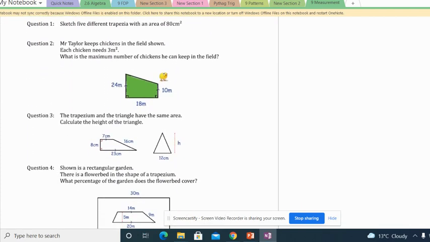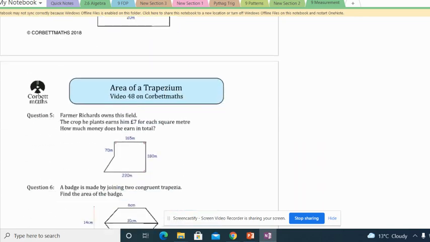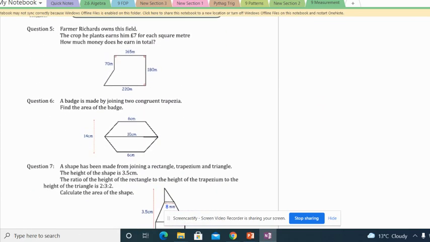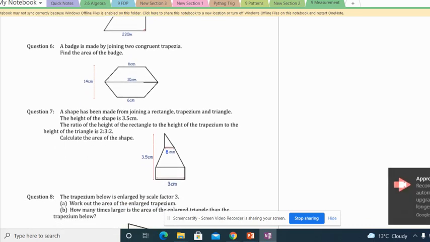And we have some application questions here, which I want you to have a go at. Draw pictures from the words if there's not one in there. You've got some ones which will be a little bit more of a challenge, which will require a bit more thinking.